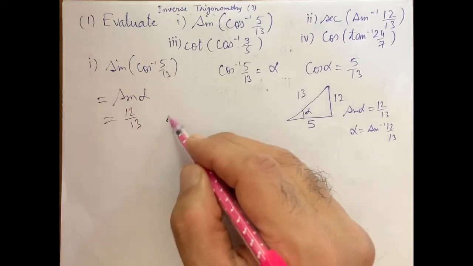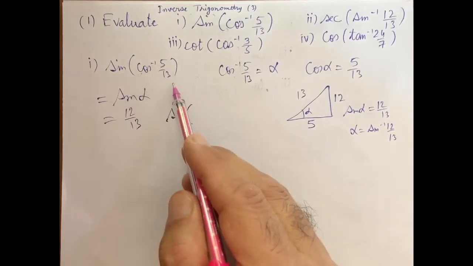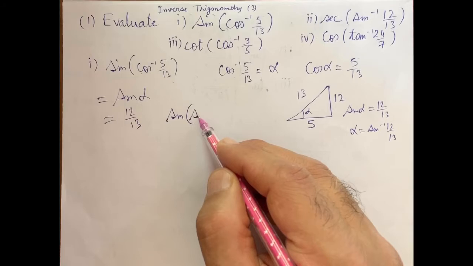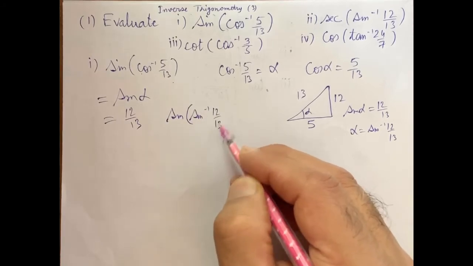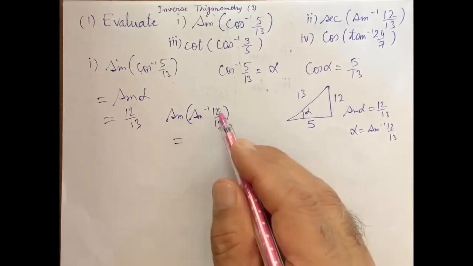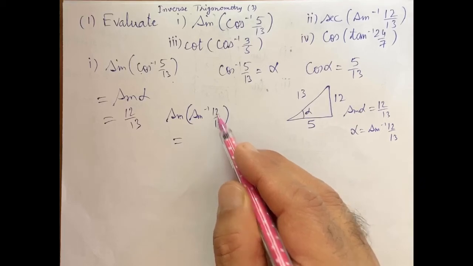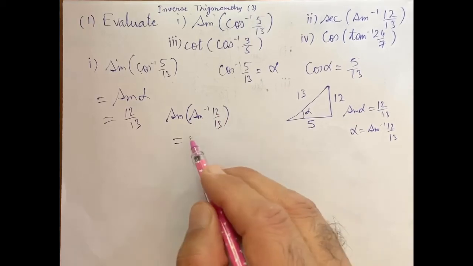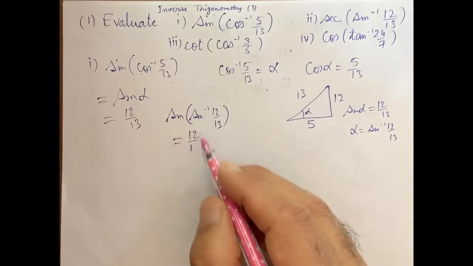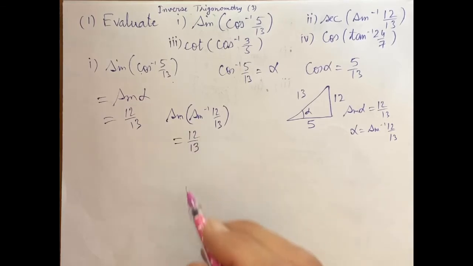This can also be written: sine of cos inverse of 5 by 13 is sine of sine inverse of 12 by 13. Since 12 by 13 lies between minus 1 and plus 1, sine and sine inverse will cancel out. This is 12 by 13.